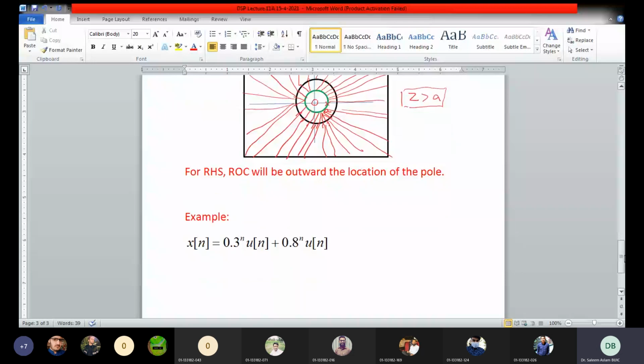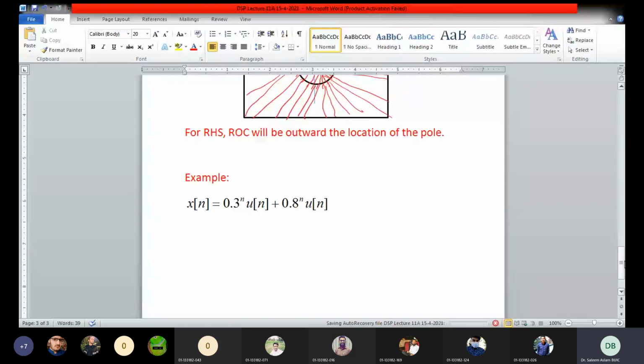Can anyone help me to find the Z transform expression and ROC for this signal? Let me call it x of n for system. So if we have this system, an IIR system, which is 0.3 to the power n u of n plus 0.8 to the power n u of n, and you are asked to compute the Z transform and plot the ROC.